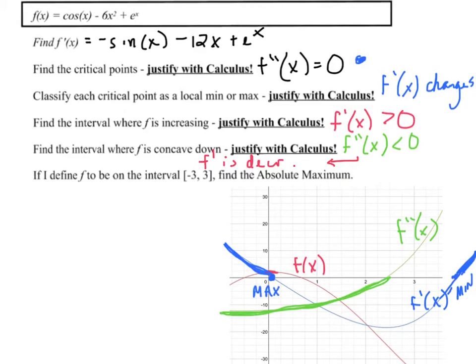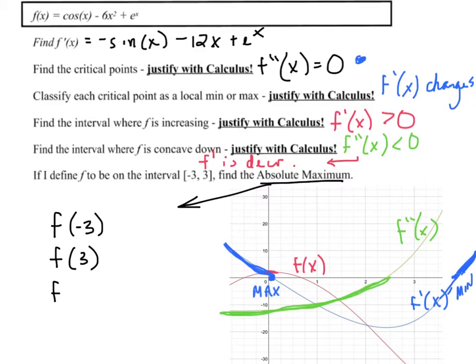Finally, f is on the interval from -3 to 3, find the absolute maximum. Well, this means we got to use candidate tests. So we're going to plug in -3, we're going to plug in 3, and we're going to plug in that critical point, which if you calculated this critical point right here, it is 0.084. I did that on a calculator, just using the calculate feature. So you could just plug all of these into the original function and see which gives you the largest value.